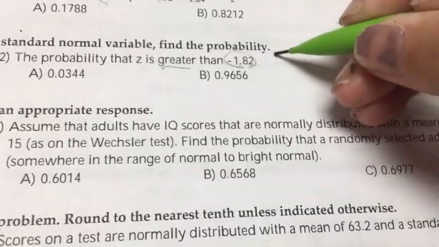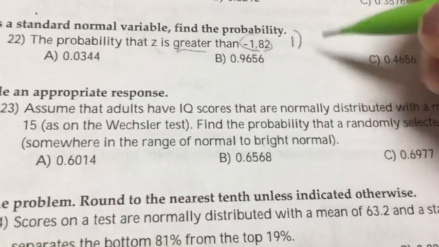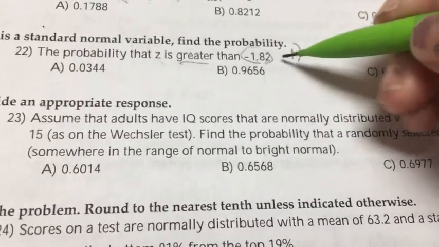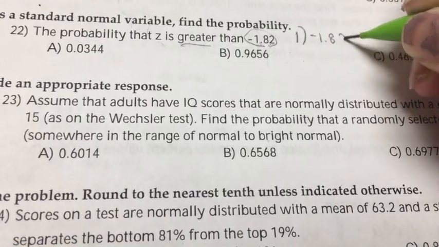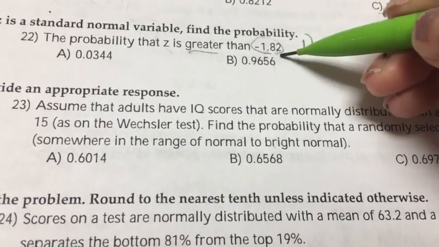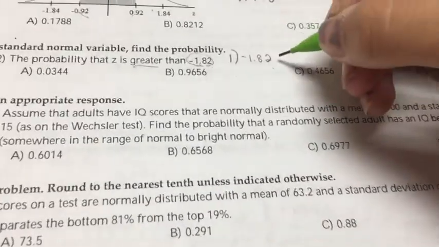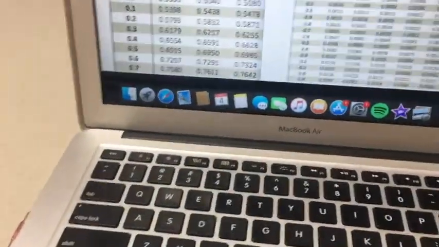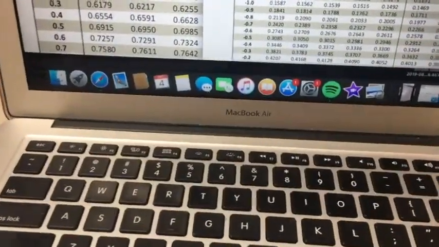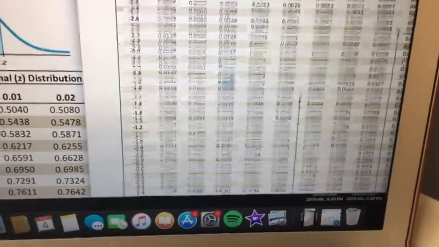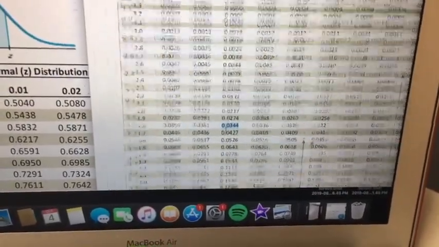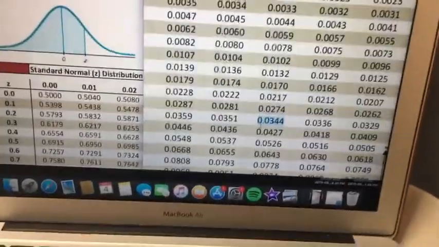And I would say that the first one is to find the area of the z-score that they gave you. So it tells you that negative 1.82 is your z-score. So convert that to an area. It's negative, so negative 1.8, negative 1.82, yeah, it's right here. So this is the area for it, 0.0344.